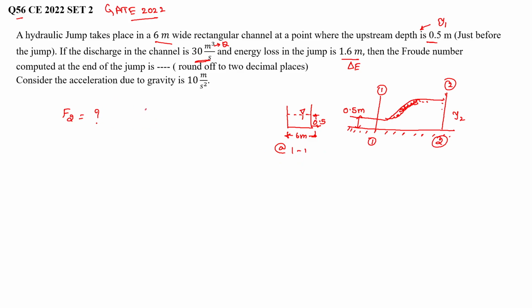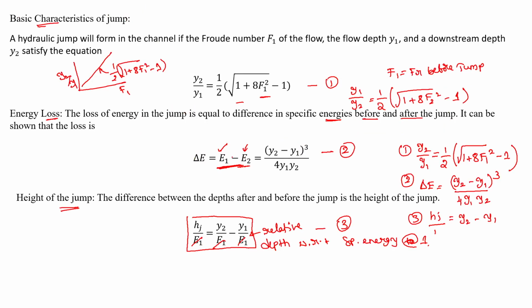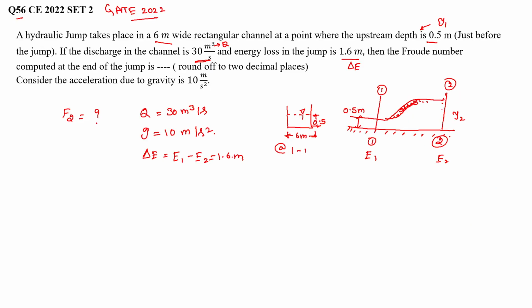What else have they given? Q equal to 30 meter cube per second, and g assumed to be 10 meter per second square. And delta E, the energy loss: if you calculate, the energy here will be E1, here it will be E2, and the difference between E1 and E2 is given as 1.6 meter. I'm giving you 1 minute. Can you try to calculate using this? I have shown you the three equations, so they will be useful to solve the question. Either you can take the first equation and the second equation. Both equations will give the answer.